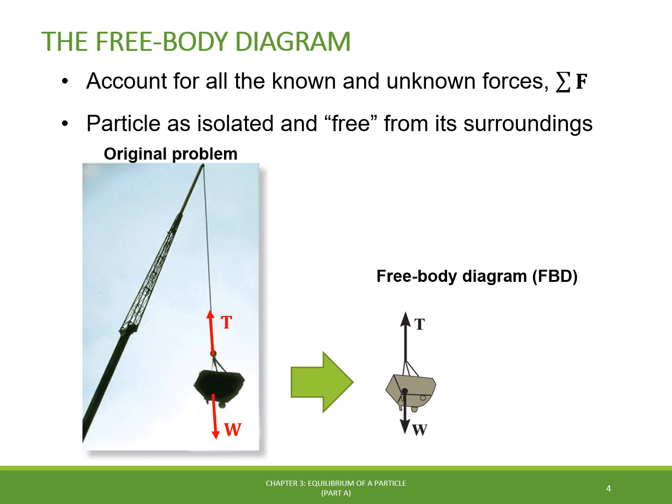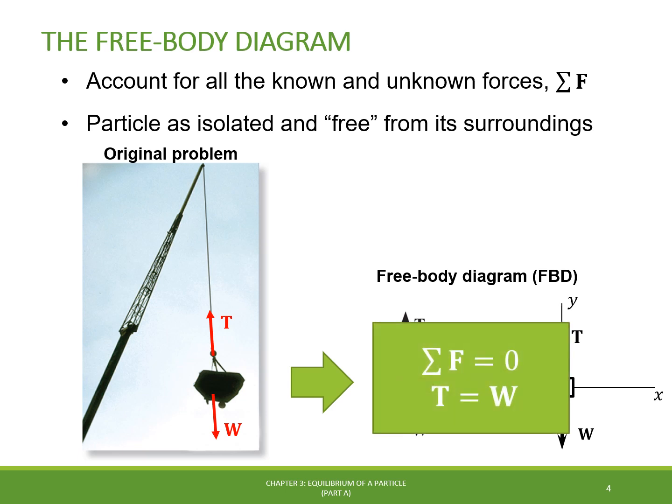This diagram here shows the two forces acting on the bucket, and since we're assuming that it can be modeled as a particle, we can simplify its geometry in the free body diagram and include the x and y axis. From the equilibrium state equation, the resultant of these two forces must be equal to 0, which gives us the mathematical expression that T is equal to W.